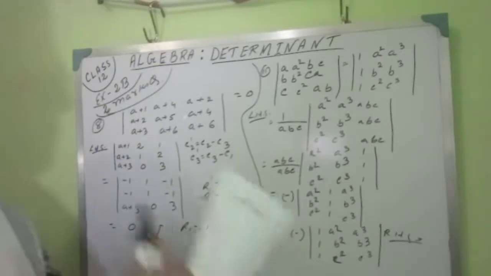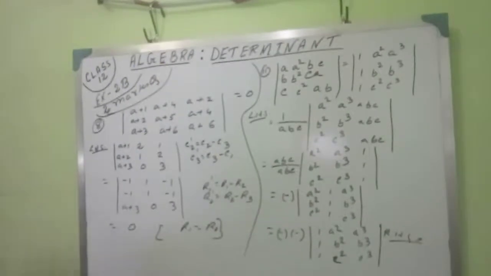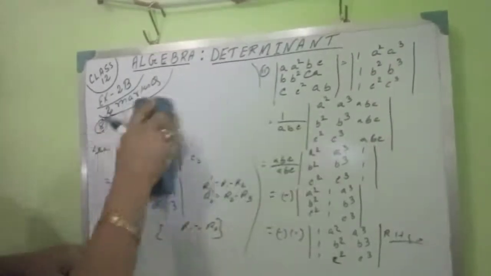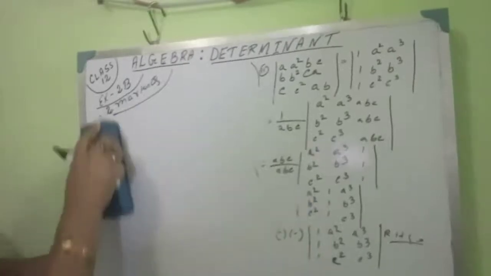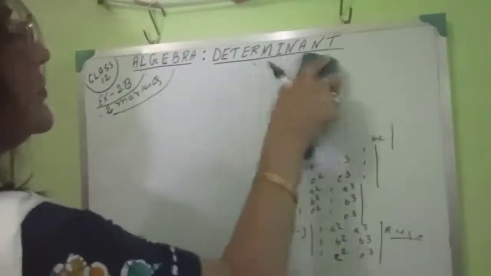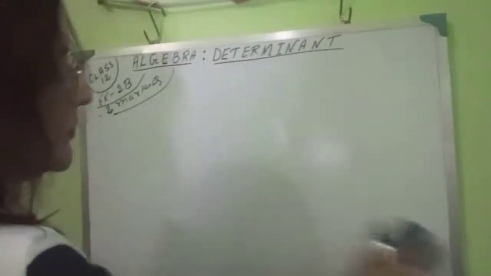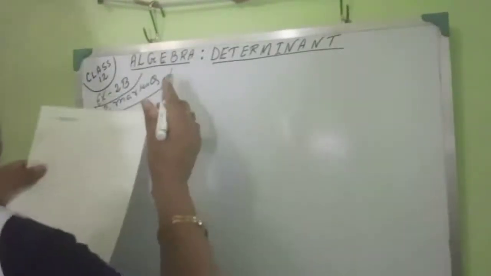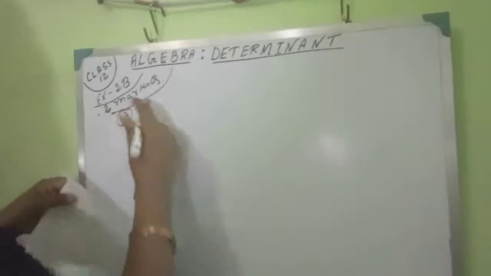Next, sum number 13. It's a very good sum. Sum number 13. What's the question?